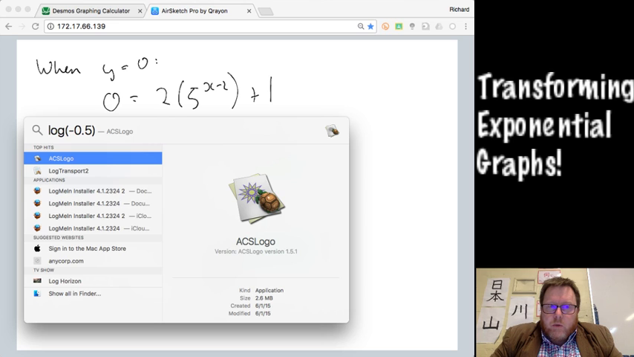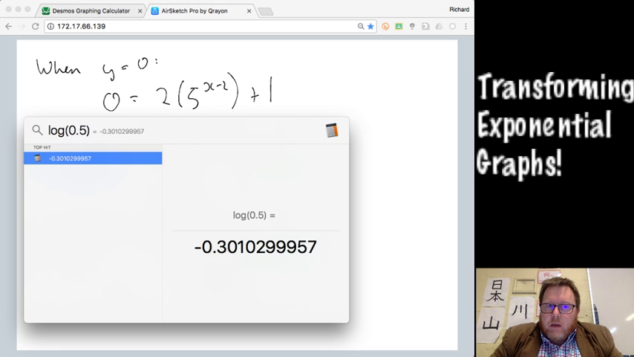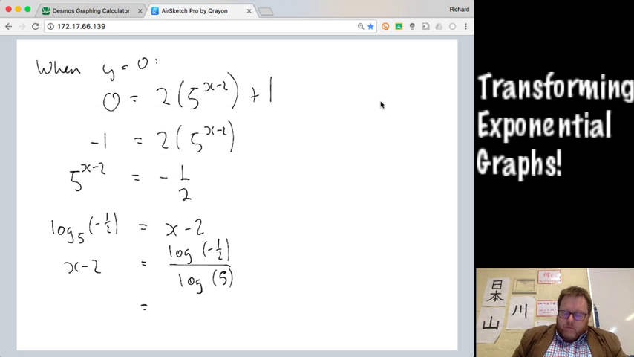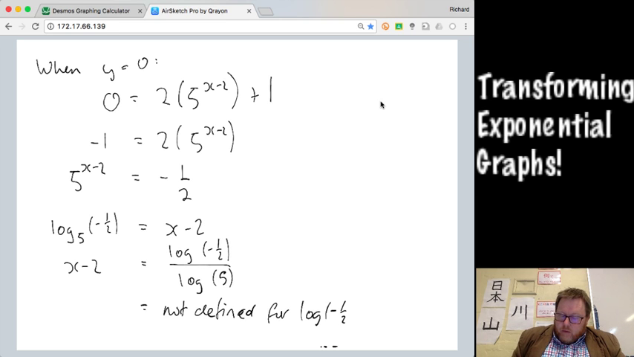Oh, it doesn't want to do anything at all. And that's because logs of negative numbers are not defined. Okay, log of a half is defined, but not log of negative a half. So from that point on, we don't have to go any further. Okay, not defined for log of negative a half.